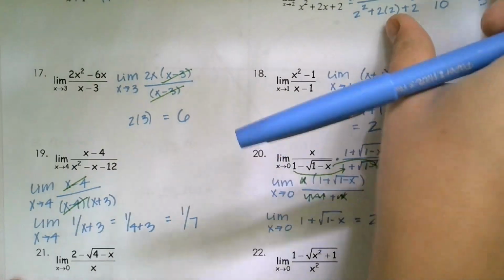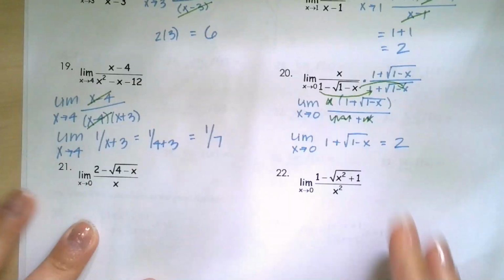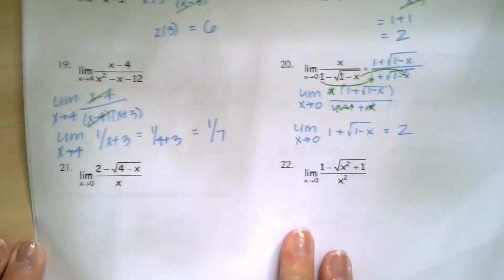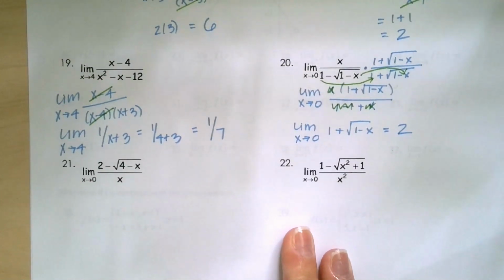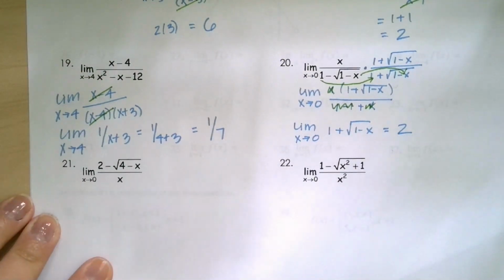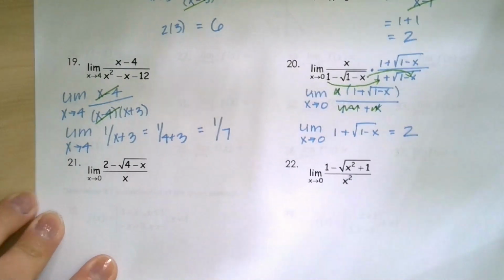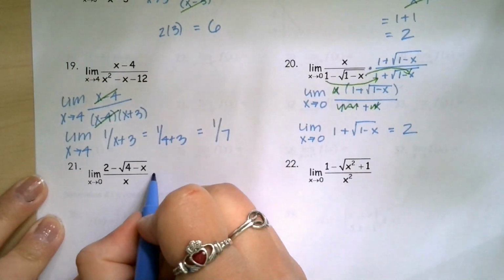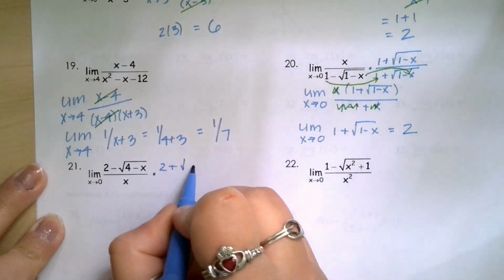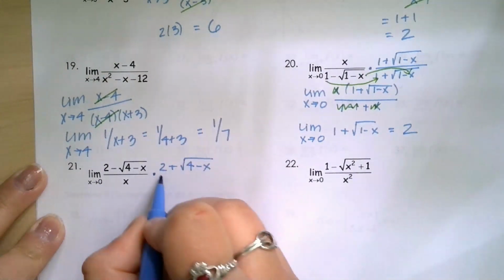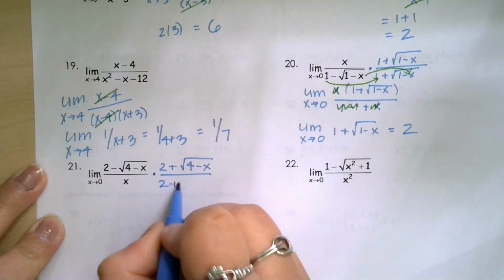Okay, rationalizing can be tricky at first, but hopefully at this point in the unit, it's not too tricky, since this is now technically week 5. But yeah, on to the next one. So again, we need to multiply by our conjugate. Our conjugate here is going to be 2 plus the square root of 4 minus x, top and bottom.